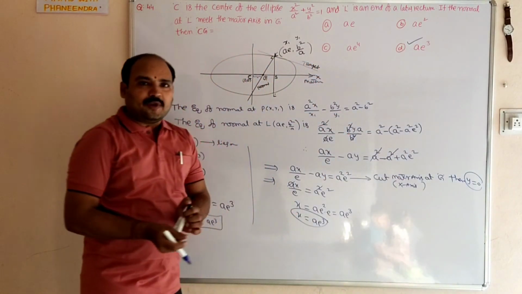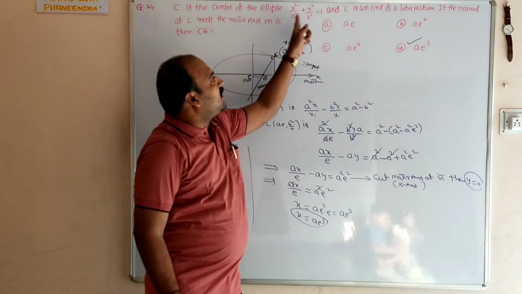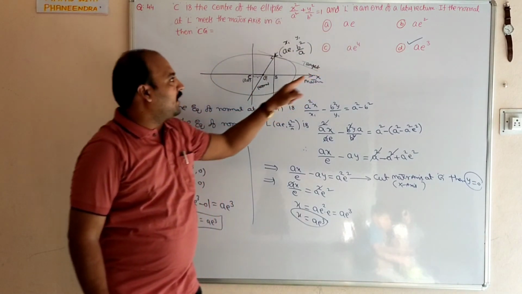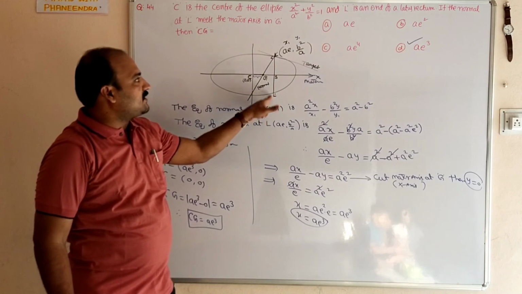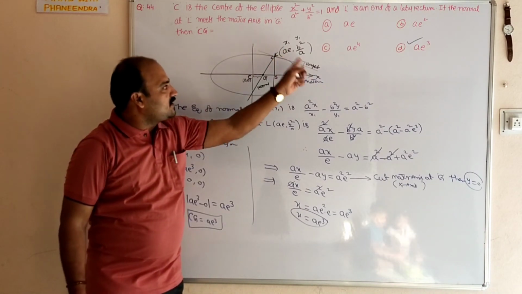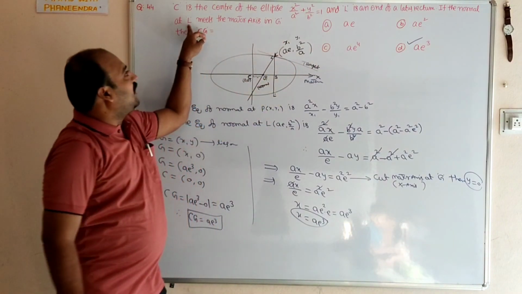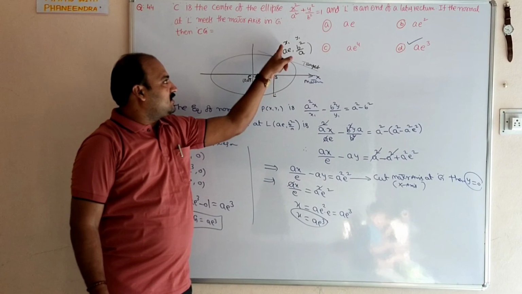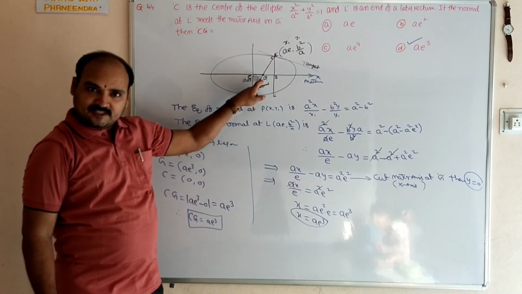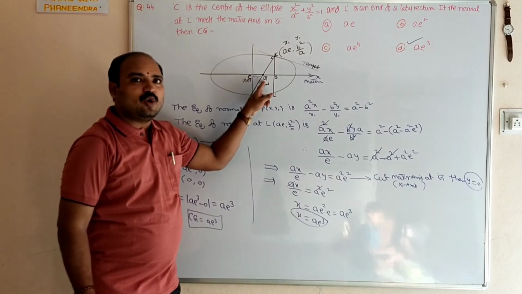See, once again I'll repeat. C is the center of the ellipse and L is the latus rectum end. L is one end of the latus rectum. At this point, this is the tangent, this is the normal. But the normal only we require. Why? Because the normal at L meets the major axis at G. On the x axis, the y coordinate is 0, so G coordinates are x comma 0.